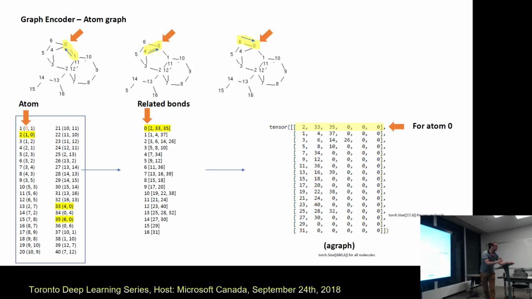What is in the related bonds? So they find the connection. They have a representation for it. Atom 0 is connected to 3 bonds: 0, 1, 0, 4, 0, 6. I get it. So then they figure out where that bond is and collect the ID, and they transfer the information.